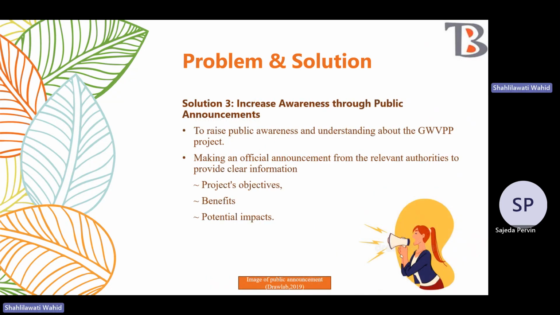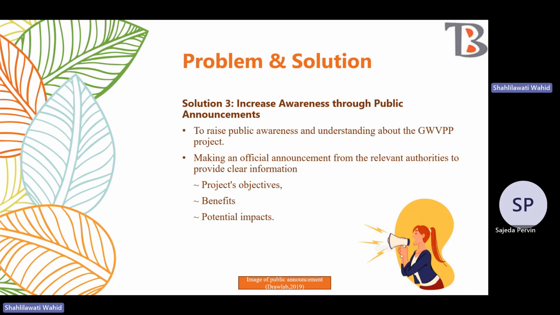And the solution to solve the third problem is to increase the awareness through public announcement. To address this issue, it's crucial to raise public awareness and understanding about the GWBP project among the residents who live around Sungai Sinarjau, and we recommend making an official announcement from the relevant authorities to provide clear information about the GWBP project, including project objective, benefits, and also potential impacts. By doing so, residents can gain a better understanding about the GWBP project, about the project purpose, and also the benefits to their communities.